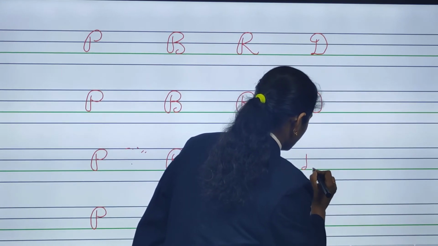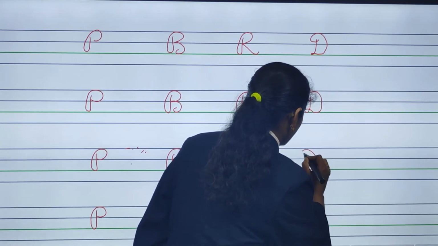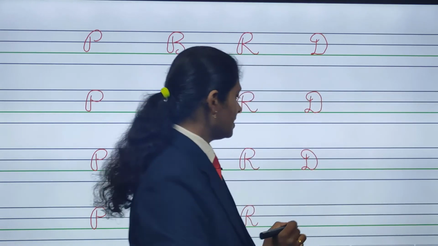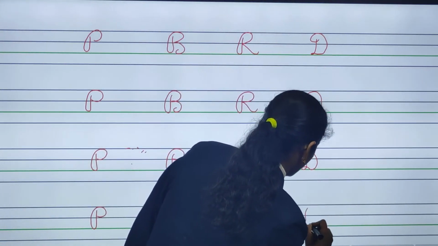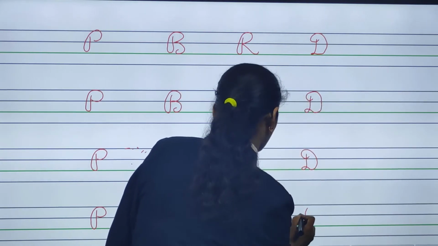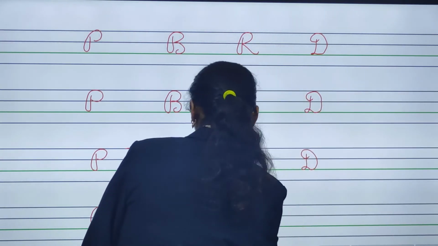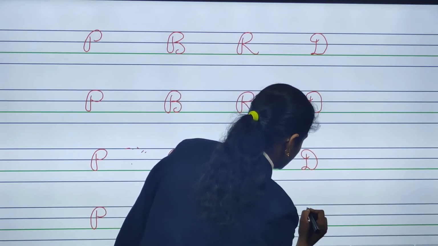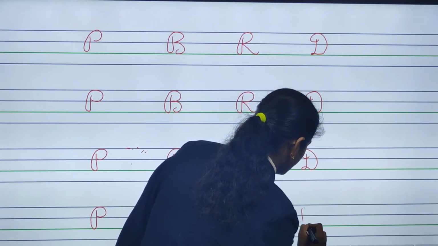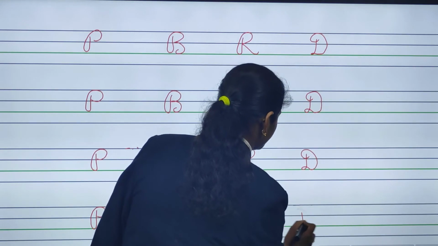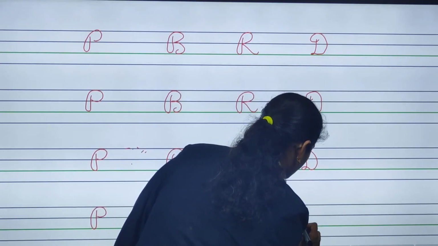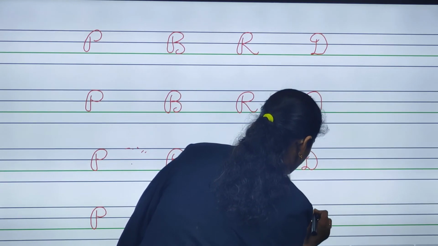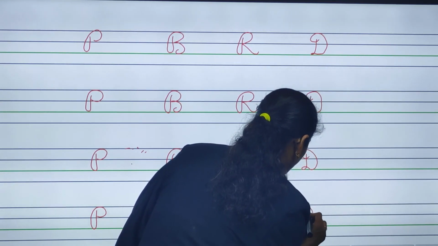Again. Yes, children, all are writing? Yes, very good. So again we will write it properly. Yes, start from here. Again, you just start from here and do this way, take it up, and this is capital cursive D.